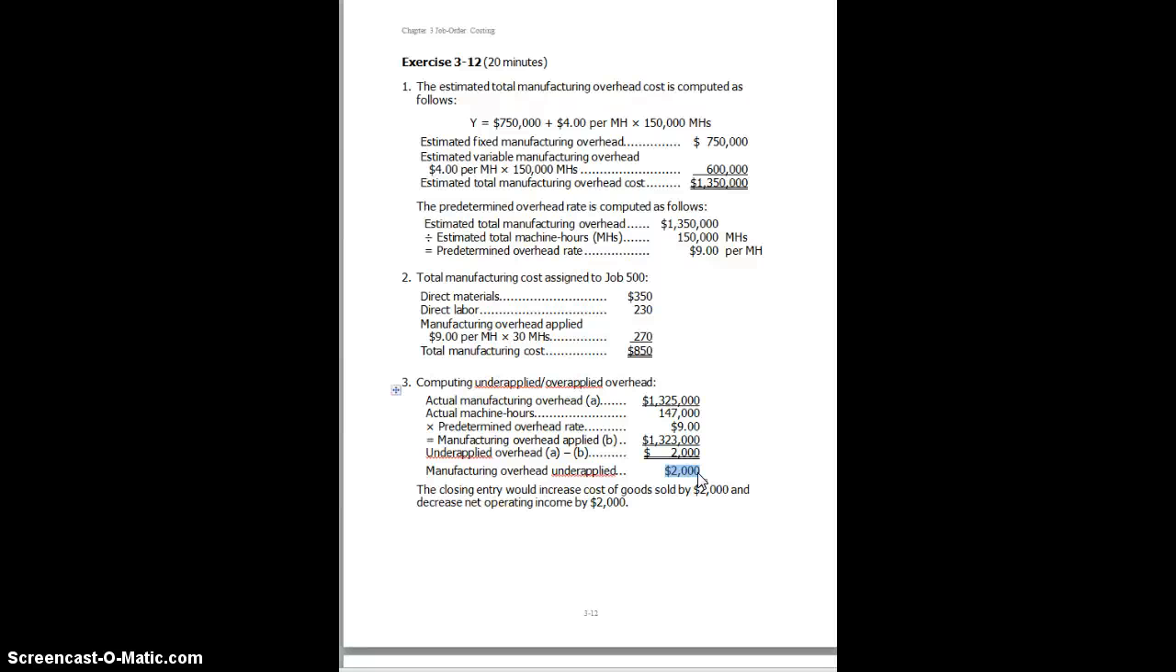We would therefore need a journal entry at the end of the year to close out this underapplied overhead by increasing cost of goods sold, which would in result decrease profits. That does it for our discussion of the solution to exercise 3-12.